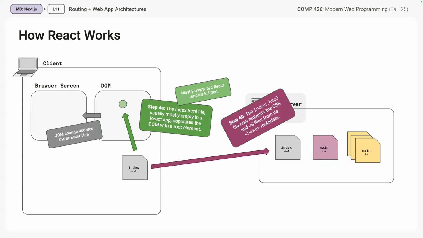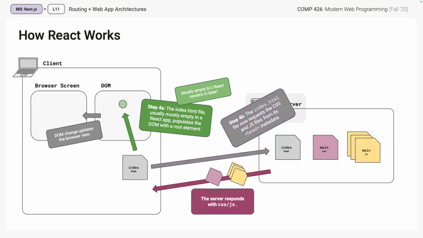And so at this point, while we are also starting to render, we are going to fetch the CSS and JavaScript files that we need for our site to work. So that index.html file has some metadata. It has a head tag. It has a link tag or a script tag that points to CSS and JavaScript respectively. And so we're going to then fetch for those resources, and the server will then respond with these files.